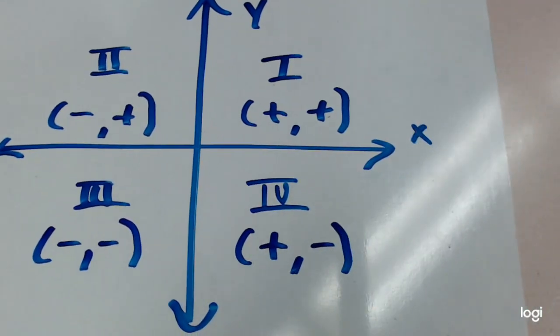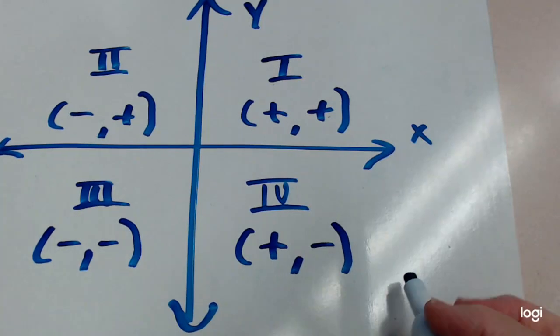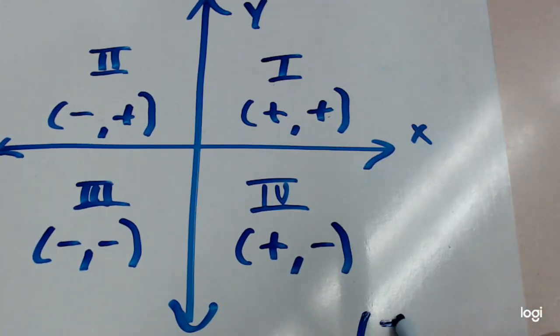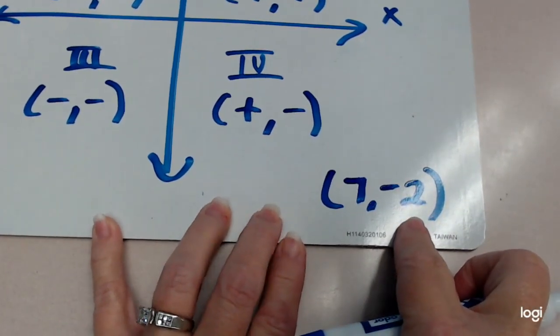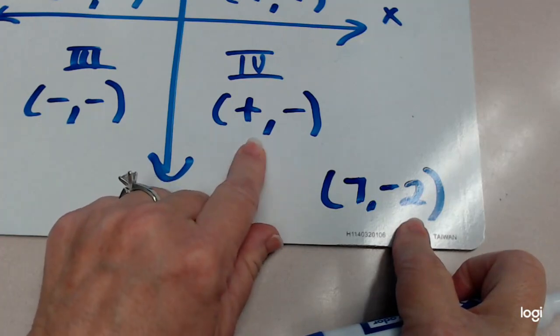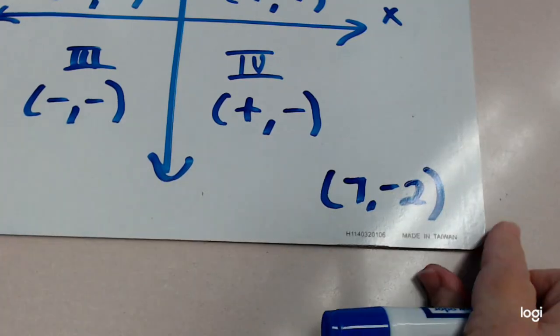So, knowing this information makes it simple if I were to ask you, where would I plot the point (7, negative 2)? Well, 7 is a positive number. Negative 2 obviously is negative. That would match with quadrant 4. Okay? Quick review here. Very good.